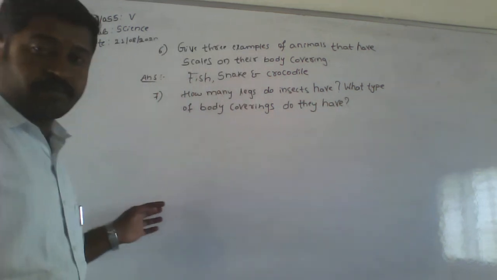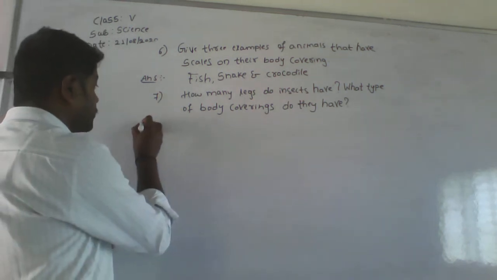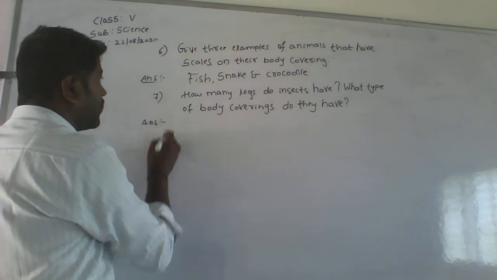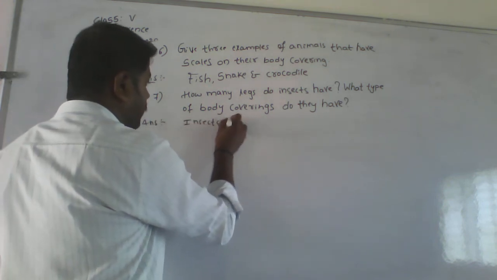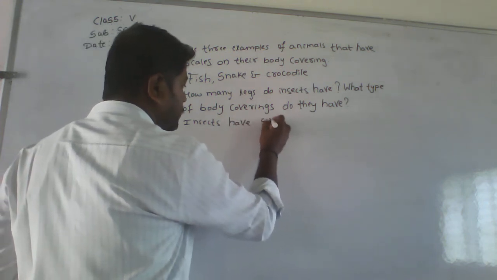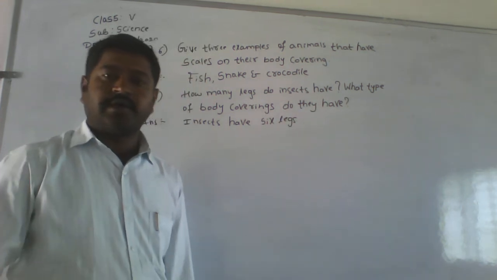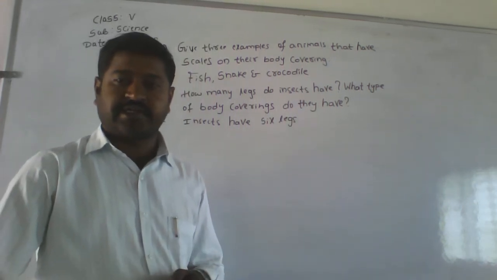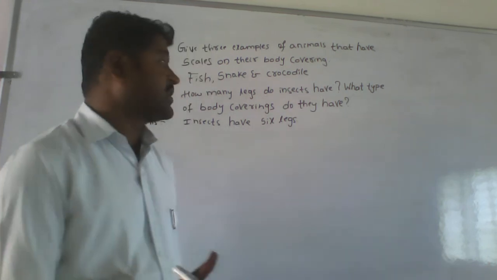So first of all, how many legs do insects have? Insects have 6 legs. Is this clear? Insects are having 6 legs.